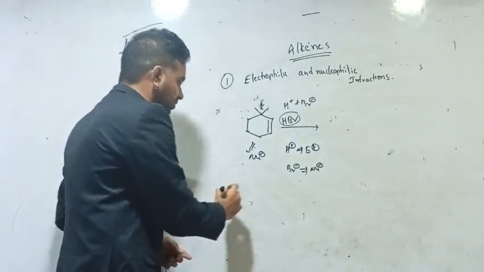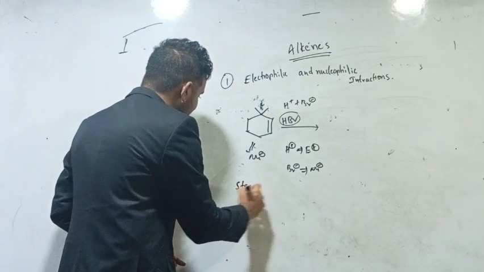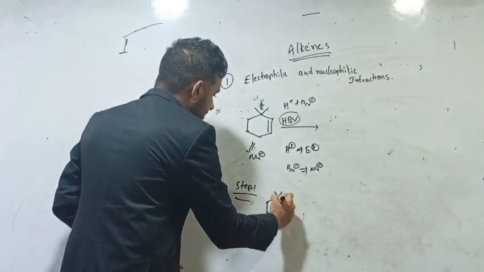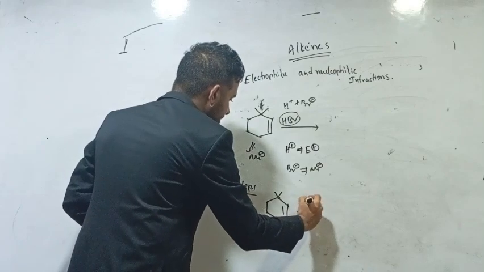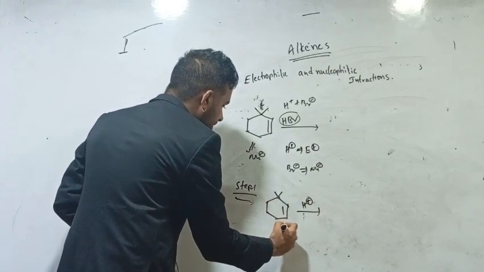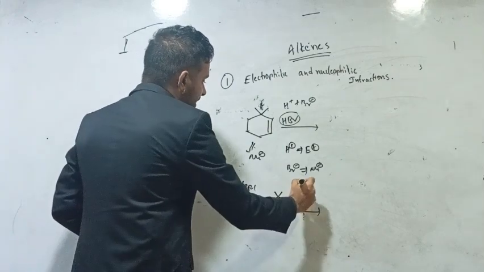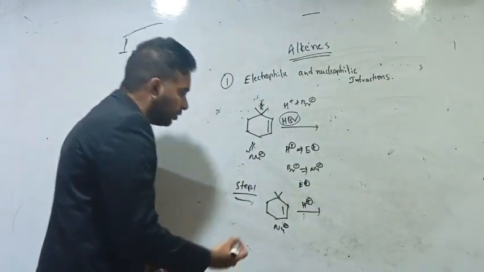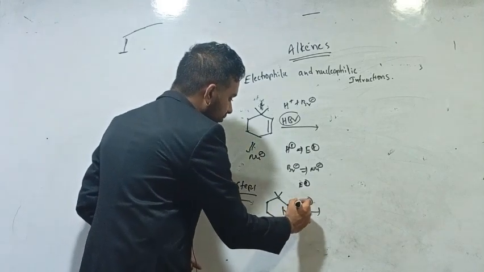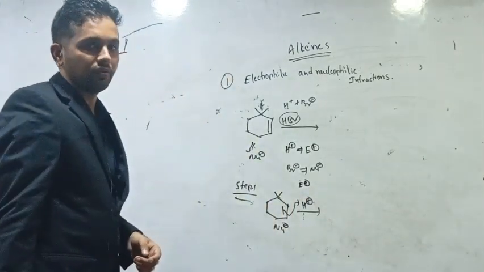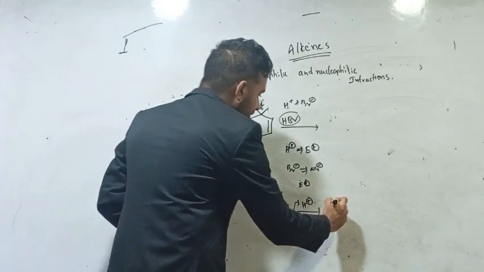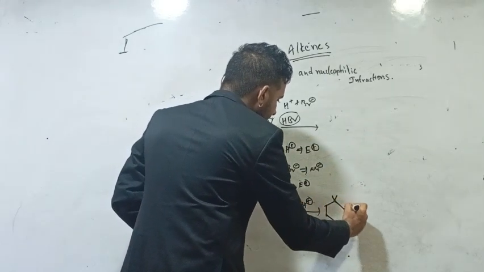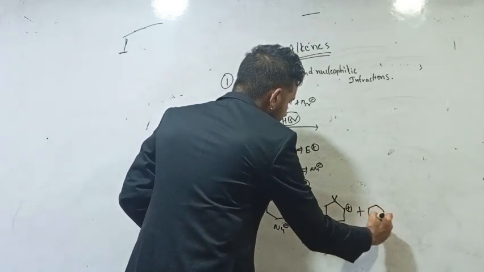So in this case also, step 1 is the same. Alkene is interacting with H plus ion. Why? Because alkene is considered a nucleophile and H plus ion is considered an electrophile. Therefore, we have to transfer electrons from the nucleophile to the electrophile. As a result, we get two types of carbocations, carbocation 1 and carbocation 2.